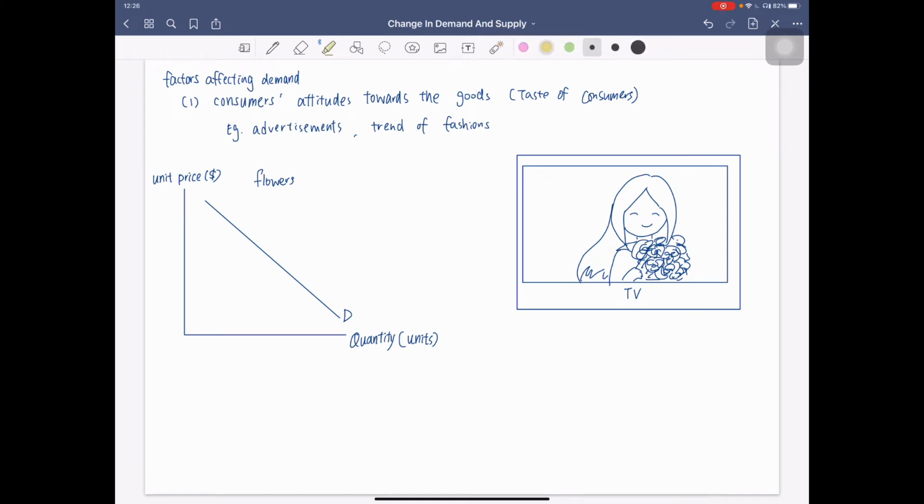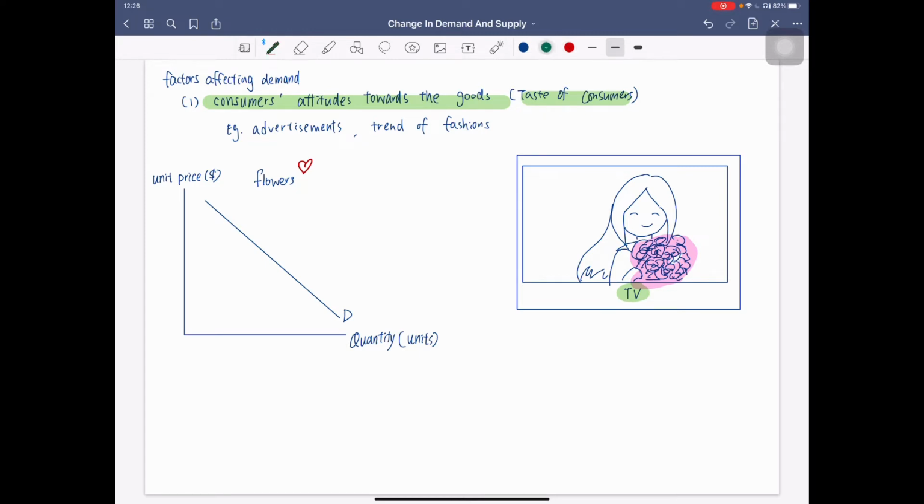It is called consumers' attitude towards the good, or taste of consumers. It can be due to advertisements or the trend of fashion. So for example, we have a lovely TV star here. She's on TV and she is promoting these beautiful flowers. So it changes the consumers' taste towards the good. It changes the consumers' attitudes towards this good. So the consumers find it, oh, so good. They're going to buy it. They are more willing to buy. They're more able to buy. So this is a change in demand.